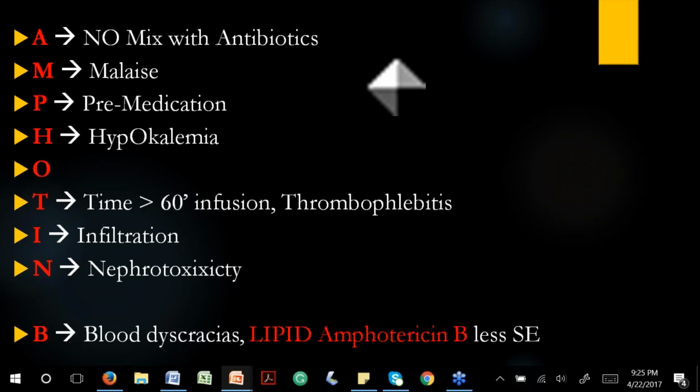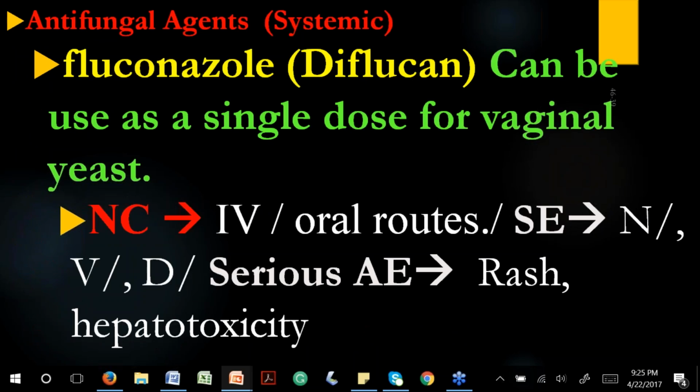By the way, you need to know the values of potassium: 3.5 to 5. If they give you lab tests asking what could be a low or high level of potassium with amphotericin B, you know how to answer that. So you need to know the normal value of potassium. Look for infiltration and nephrotoxicity. Again, you need to know your Chem7, all your kidney functions. Blood dyscrasias, and B means lipid amphotericin B, which has fewer side effects. Okay, so let's keep going.